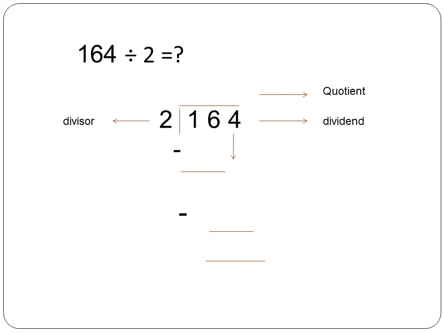16 divided by 2. So start telling the table of 2. 2 ones are 2, 2 twos are 4, 2 threes are 6, 2 fours are 8, 2 fives are 10, 2 sixes are 12, 2 sevens are 14, 2 eights are 16. Now what you have to do? You have to subtract. 6 minus 6 is equal to 0. 1 minus 1 is equal to 0. So I have represented using 1 0. Next step is to bring 4 down. Now what you have to do? 2 ones are 2, 2 twos are 4. Now subtract. 4 minus 4 is equal to 0.